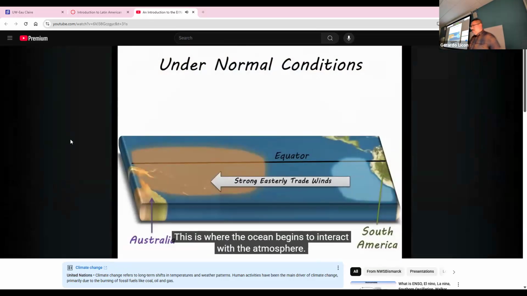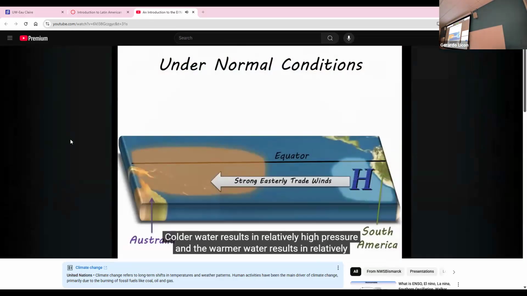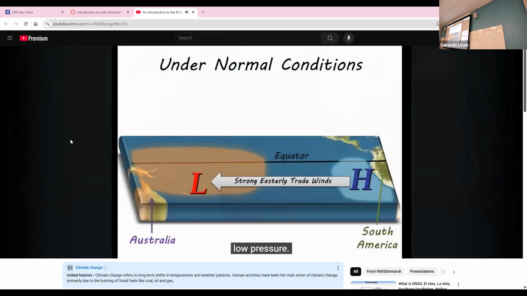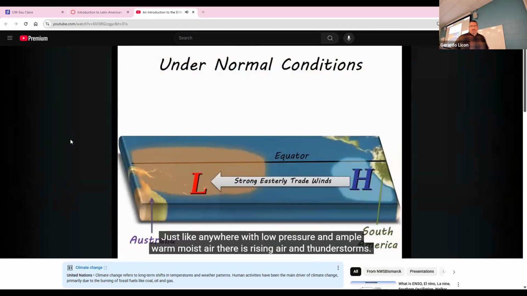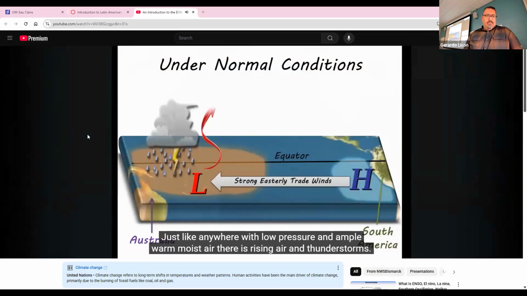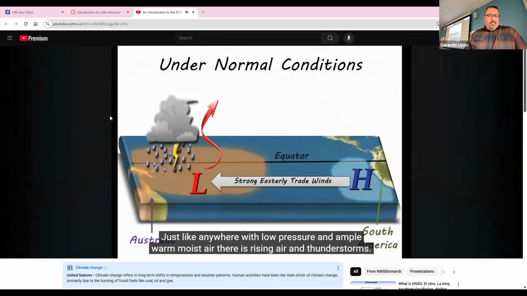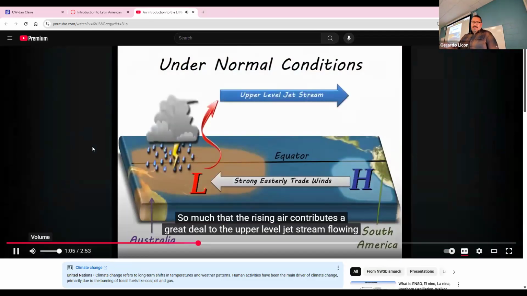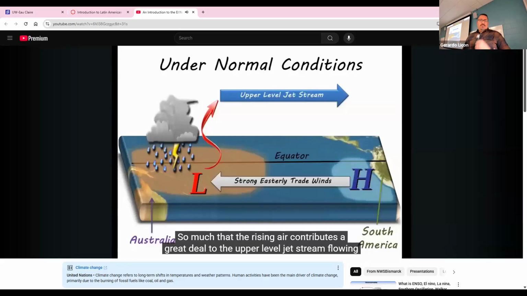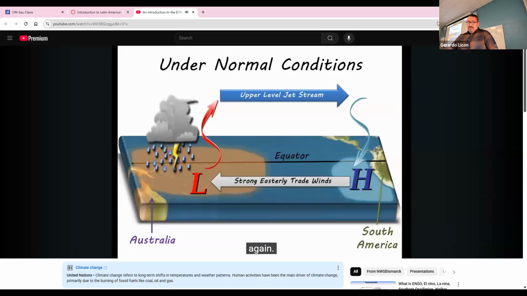This is where the ocean begins to interact with the atmosphere. Colder water results in relatively high pressure, and the warm water results in relatively low pressure. Just like anywhere, low pressure brings warm, moist, rising air, which goes back to South America, then cools, descends, and starts the circulation all over.